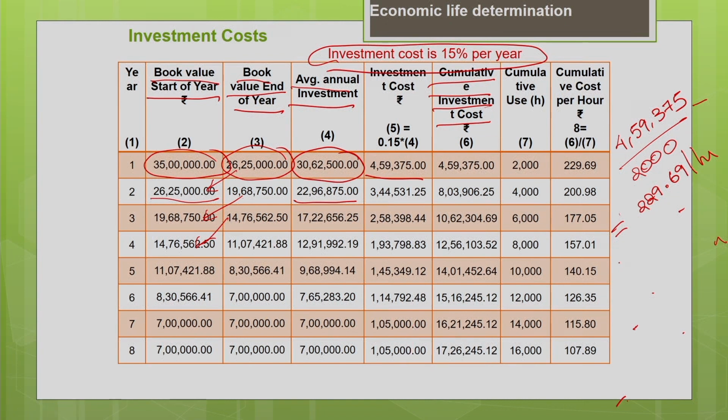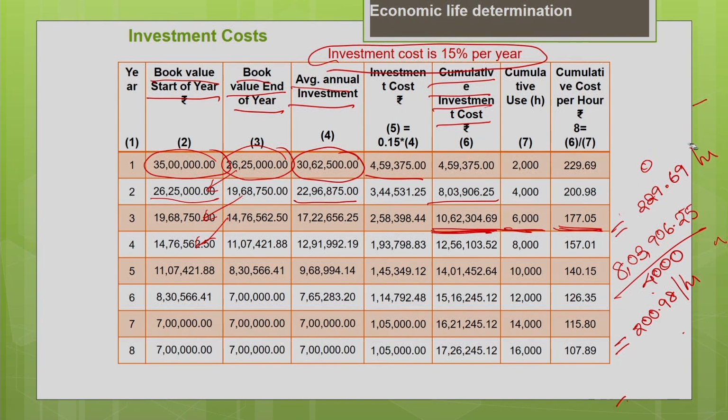For the second year, the cumulative investment is 8 lakh 3,906.25. You divide it by the cumulative usage till the end of second year, 4000 hours. So you will get the cumulative cost per hour as 200.98 per hour at the end of second year. Similarly, for the third year, the cumulative investment is 10,62,304 divided by the cumulative usage 6000 gives you 177.05 per hour for the third year.